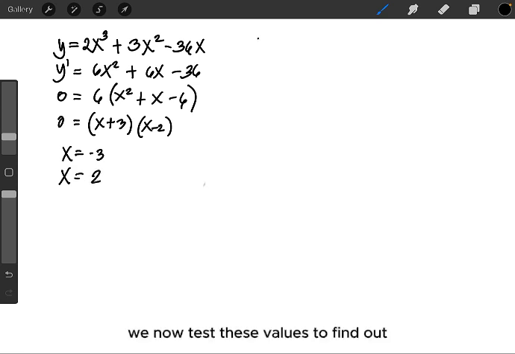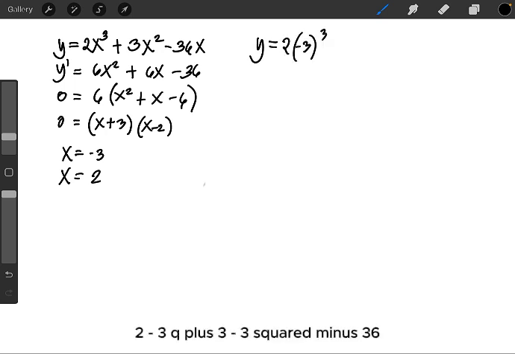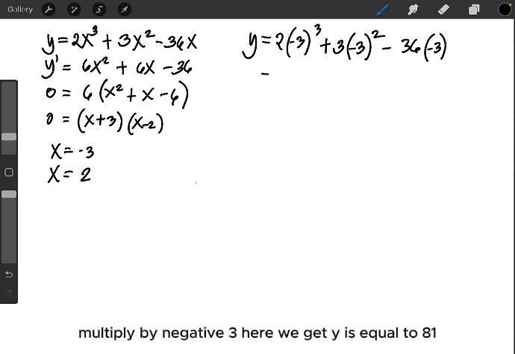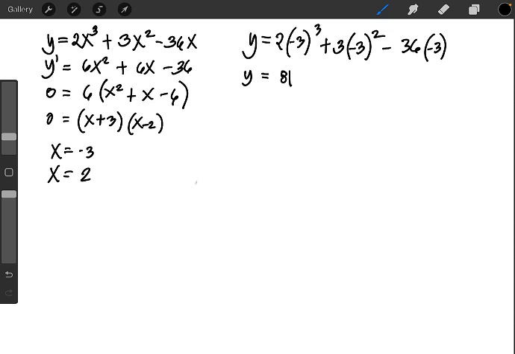We now test these values to find out which of them will give us a maximum or minimum value of the function. Substituting the value of x, which is negative 3, we have 2 times negative 3 cubed plus 3 times negative 3 squared minus 36 multiplied by negative 3. Here we get y is equal to 81. Our x is negative 3 and y is 81.